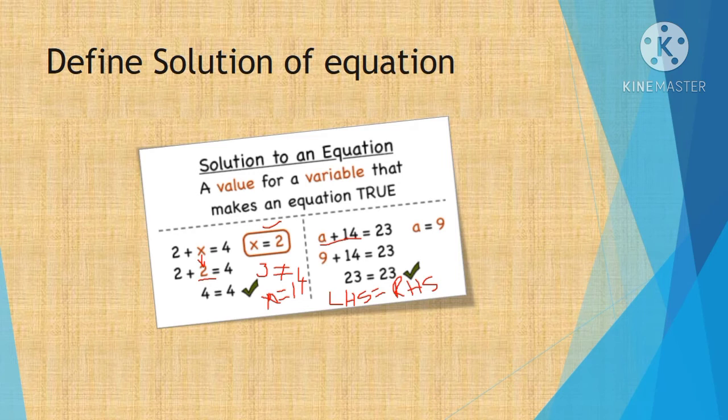The same way for example 2. In the place of a, when you substitute the value 9, 9 plus 14, 23. The answer is 23. So what is in the right hand side? 23. So left hand side is equal to right hand side. So when you substitute some value in the place of that variable, you should get left hand side equal to right hand side. Then only we can say that is a solution.